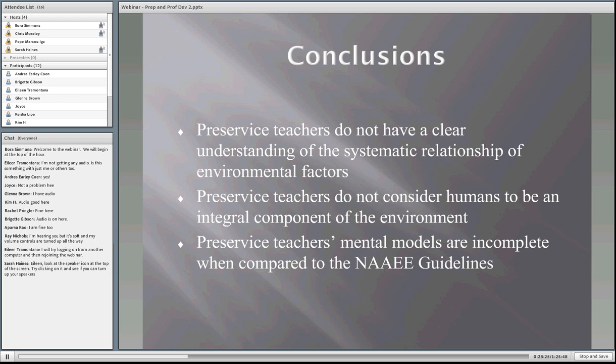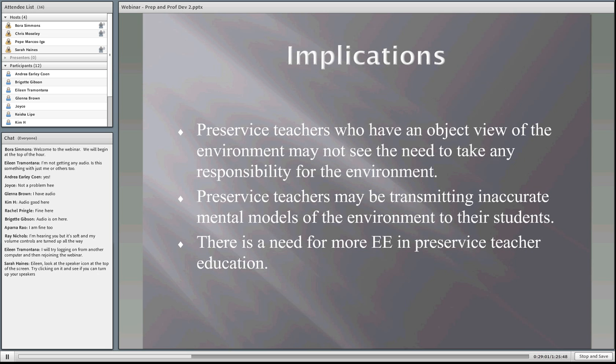What we're getting is a picture that our pre-service teachers do not have a clear understanding of the systemic relationships of environmental factors. These are the future teachers going out into the classrooms, about one year away from student teaching. They don't consider humans to be a major component of the environment, and their mental models, which are revealed through their drawings, are incomplete when compared to what the NAAEE guidelines say an environmental educator should have.